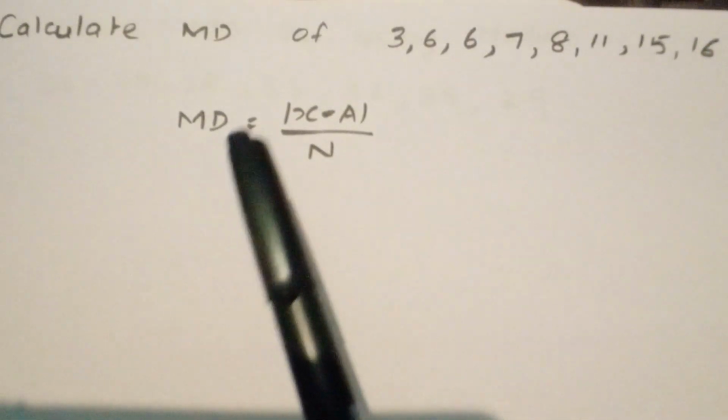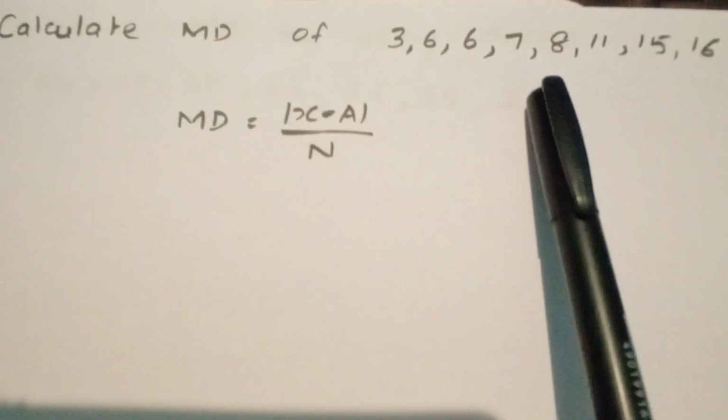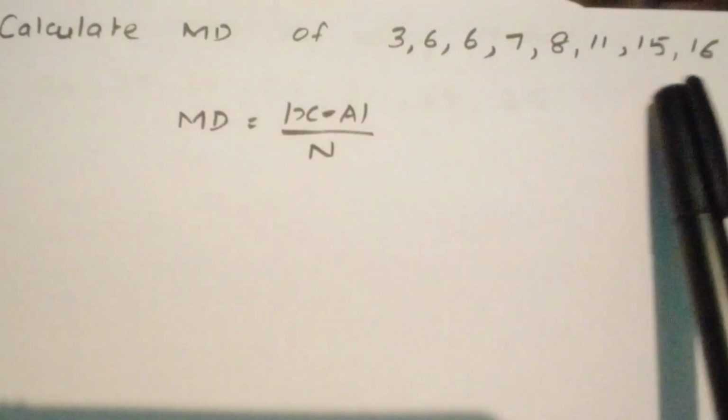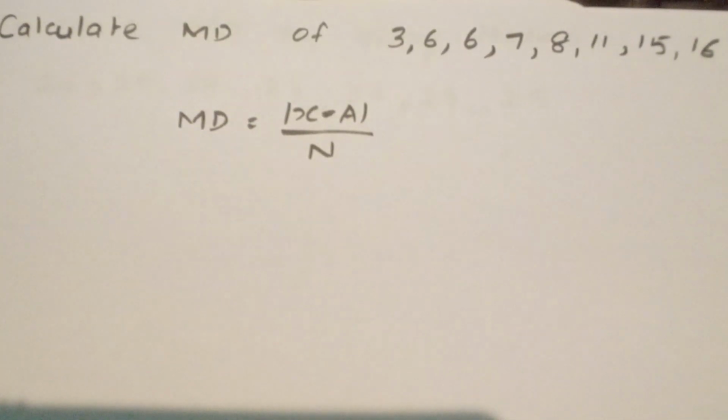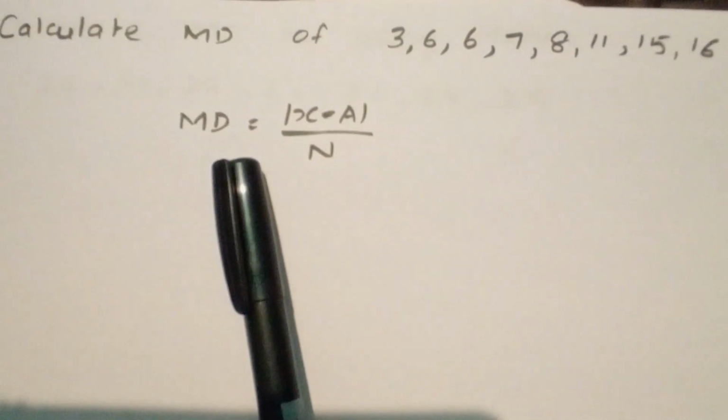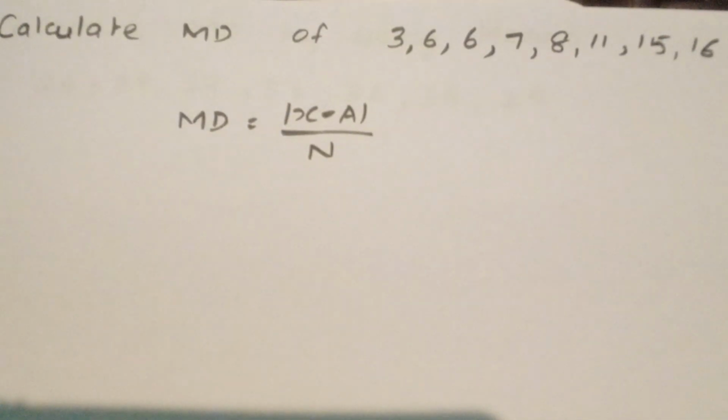Calculate mean deviation of 3, 6, 6, 7, 8, 11, 15, 16. Okay. So here I have already written the formula of mean deviation. That is, mean deviation is equal to summation of absolute value of x minus a, divided by n.